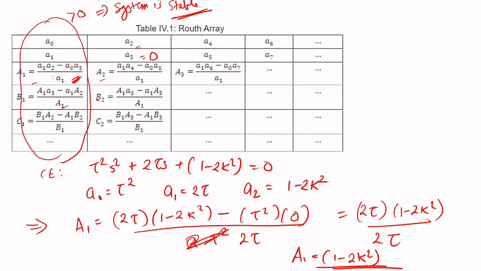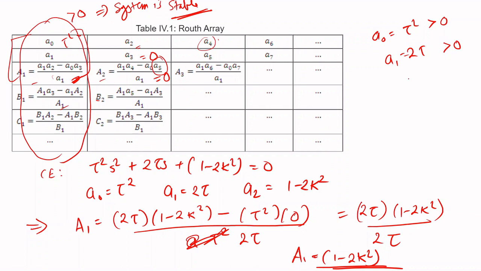Now if you look into this second term, since a5 is 0 and a4 is also 0, this will also become 0, and we don't need to calculate the other terms. We can just comment on the basis of these first three terms. So a naught is tau square, that will always be greater than 0. a1 is 2 tau, that will also be greater than 0, since we have been given that tau is greater than 0.